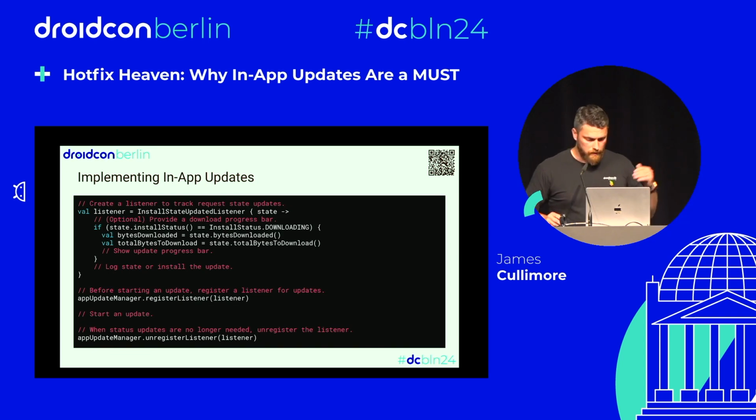What we can also do is listen on the fly for our install status and how many bytes have been downloaded, so that we can show an update progress bar. This is optional, of course, but it's a good idea as well. We can also log the states or simply install the update depending on if it's downloaded. Make sure to register this listener before starting an update and unregister the listener when you don't need it anymore, otherwise you'll have some memory leaks.